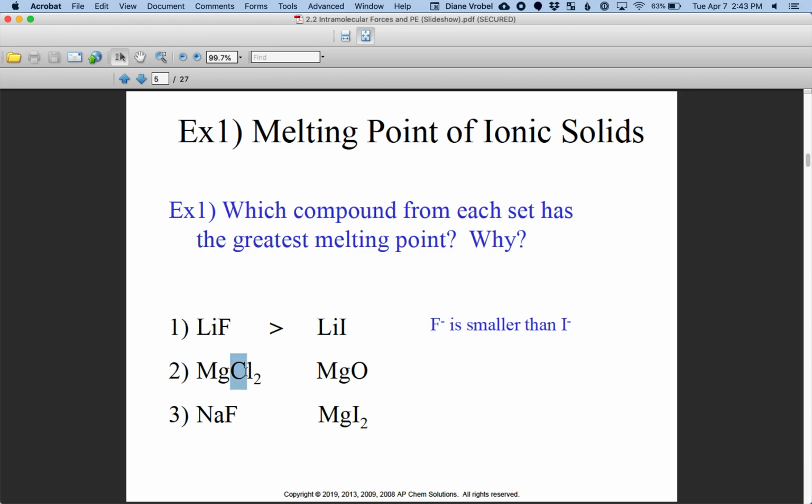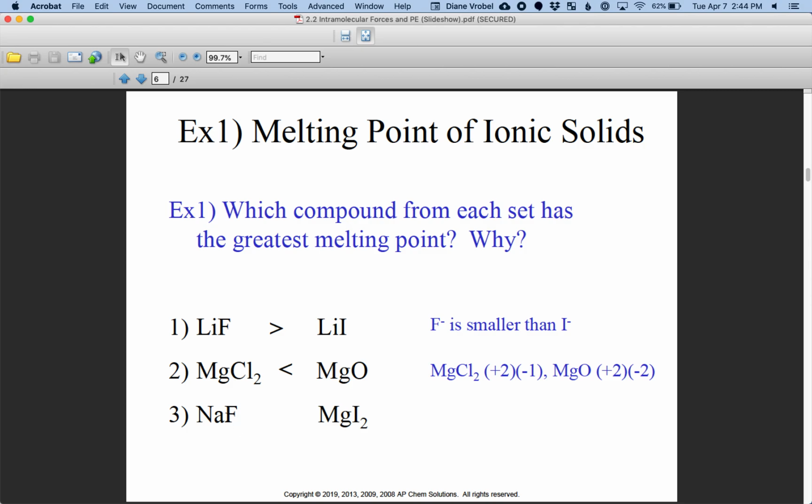Now here we have two ions versus one. The question is, which one's going to be the higher melting point? Because magnesium oxide has a greater charge, that is what affects the melting point. In this situation, we're not talking about the number of ions, we're talking about the charge of the ions. Oxygen has a -2 charge, and as a result has a greater melting point.